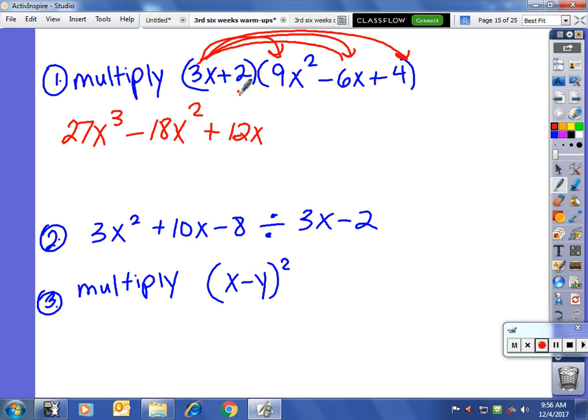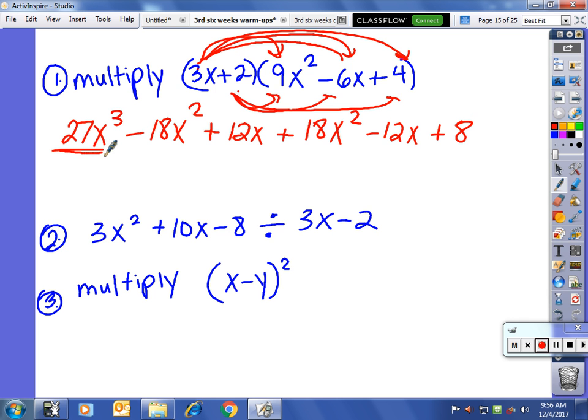Alright, then you grab the 2 and you multiply it times everything. 2 times 9x squared is positive 18x squared. 2 times negative 6x is negative 12x. And positive 2 times positive 4 is positive 8. Then you look for chances to simplify by adding or combining like terms if there are any. I don't see any other x to the thirds besides this one, so 27x to the third stays the same. Something kind of weird happened on this problem. Negative 18x squared, positive 18x squared, cancel out. Positive 12x, negative 12x, they cancel out. And then I had a plus 8.